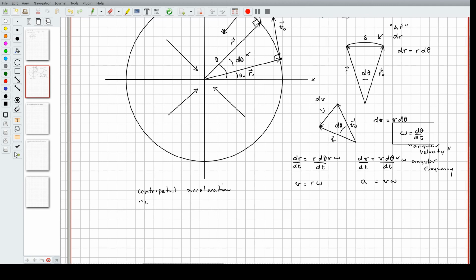That is in towards the center. Acceleration. And that's what this is. So to denote it as that, I'm going to call it A sub CP.